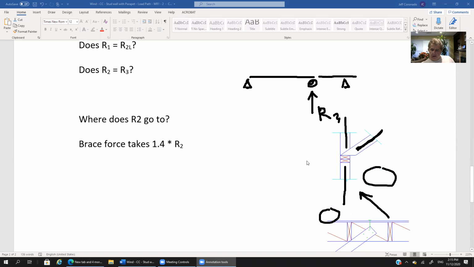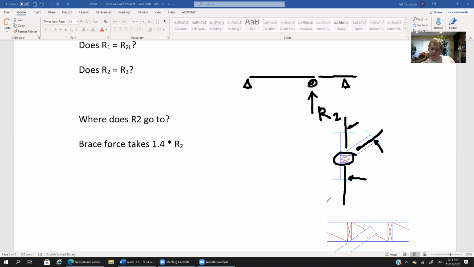Okay. And let me get rid of some of these marks. I don't think we need this one or this one or this one. Okay, so we've got that cripple stud creating the parapet right here, the full height stud, which is this one, and then we've got the brace right here. Now R3, I'm sorry, not R3. Where is this labeled R3? Looks like a 3. Let me erase that so that I don't get confused here. This should be R2, right? So R2 is going into this double top plate, right?